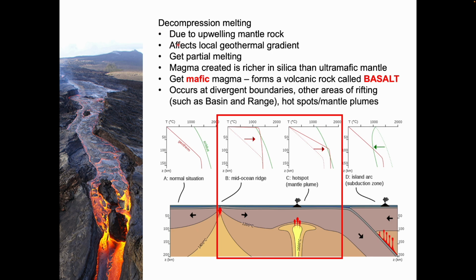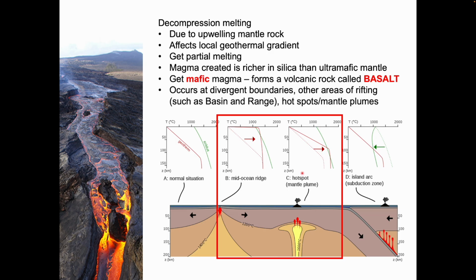Decompression melting is due to upwelling mantle rock. It affects the local geothermal gradient, and you get partial melting of that upwelled rock. The magma created is richer in silica than the ultramafic mantle. That's important. And you get mafic magma from this, and it forms a volcanic rock called basalt. This is important. You get basaltic volcanoes at divergent boundaries for the most part, and other areas of rifting or crustal thinning, such as the American Basin and Range, which we'll talk about shortly, as well as at hotspots and areas where you have mantle plumes rising.